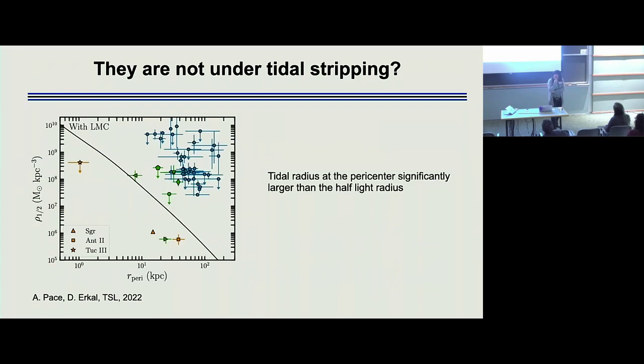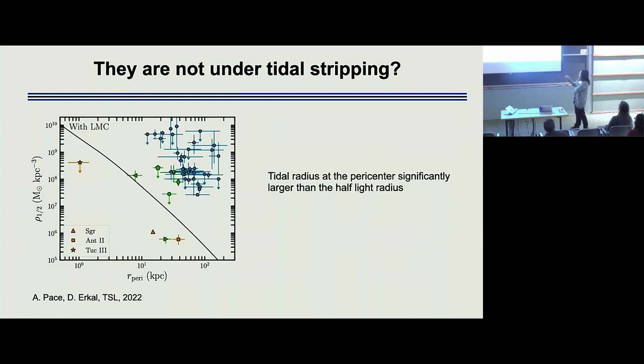Okay, I wanted to throw in one thing: the argument that people think these things are not under tidal stripping or influenced by tides, using this plot. So what you are seeing here is all the Milky Way satellite galaxies. The x-axis is the pericenter of all of these galaxies. The y-axis shows the average density of these galaxies within the half-light radius, calculated from kinematics. And this line shows the average density of the Milky Way halo at pericenter, times 2.